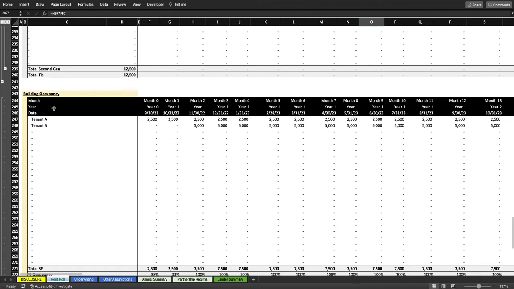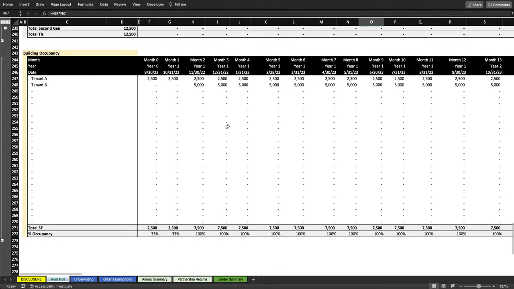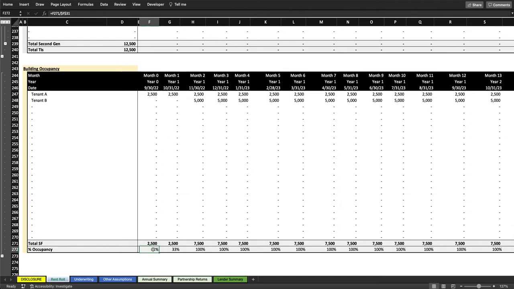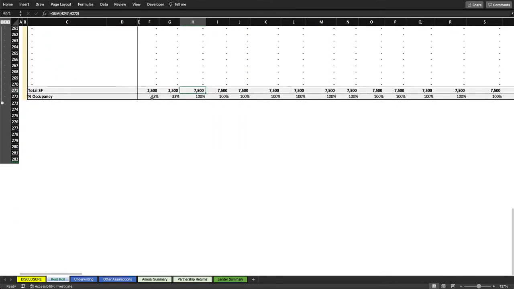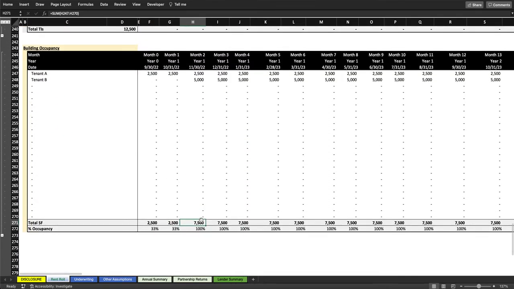Finally, we have the building occupancy being calculated down here, and you'll just notice that based on our assumptions, the building starts at being 33% occupied because you have 2,500 square feet already online when you acquire the building, and then the outstanding balance of the square footage, which is 5,000 square feet, is going to come online in month 2. So you'll notice the total square feet for the building is 7,500. Once you're collecting rent from all 7,500 square feet, then your occupancy is at 100%.